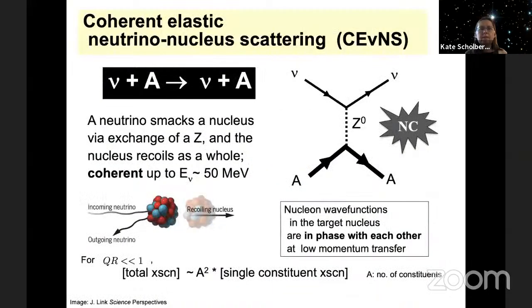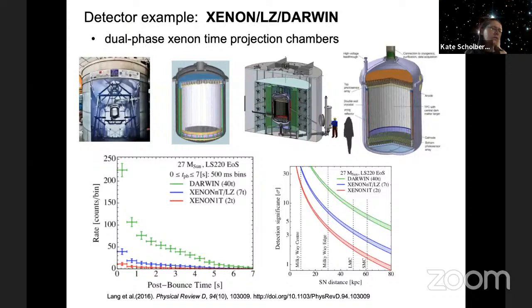And so let me zoom in more about that. This is also something I've personally spent a lot of time on recently. So the idea is that the neutrino comes in, it smacks the entire nucleus as a whole by exchange of a Z boson, and then the nucleus recoils. And what it means to be coherent is that the nucleon wave functions are in phase with each other. And when you have that condition, then the cross section goes as the square of the number of constituents, compared to the single constituent cross section. And so you get a coherent enhancement that really gives you a higher event rate with respect to the kind of charge or neutral current interactions I was talking about before, the inelastic ones.